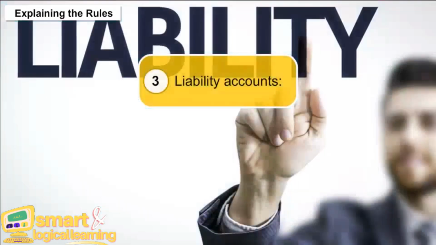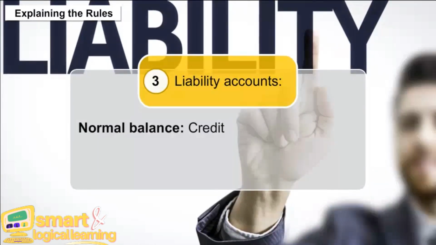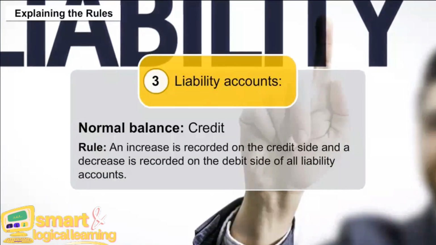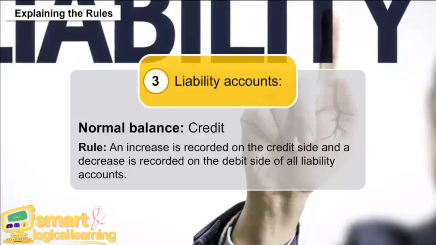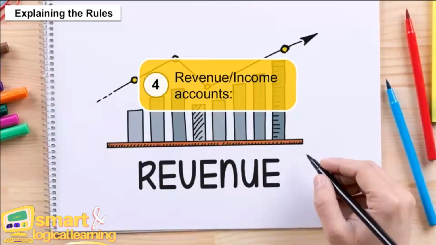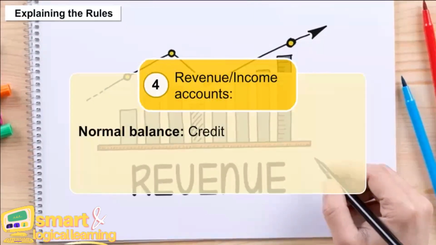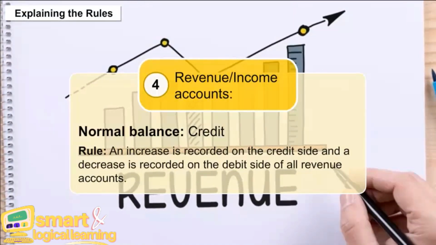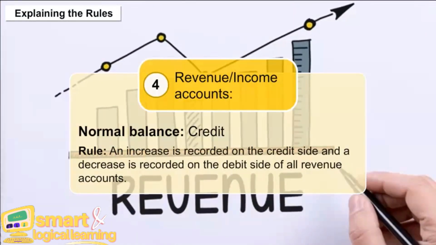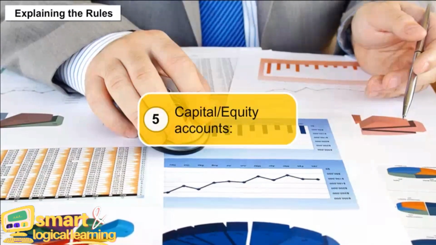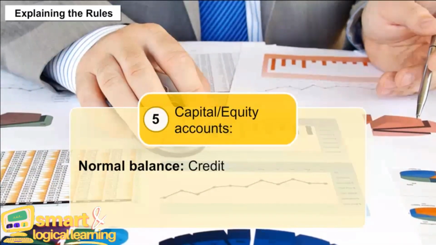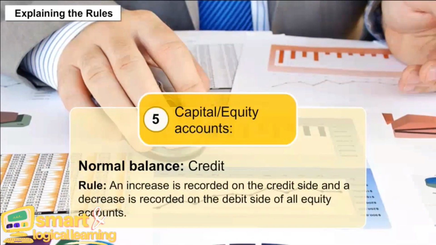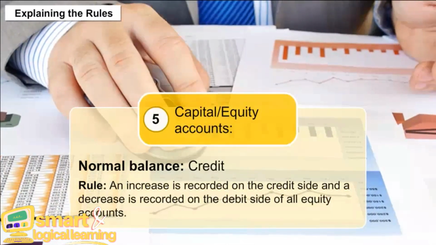3. Liability accounts, normal balance, credit. Rule: an increase is recorded on the credit side and a decrease is recorded on the debit side of all liability accounts. 4. Revenue or income accounts, normal balance, credit. Rule: an increase is recorded on the credit side and a decrease on the debit side of all revenue accounts. 5. Capital or equity accounts, normal balance, credit. Rule: an increase is recorded on the credit side and a decrease on the debit side of all equity accounts.